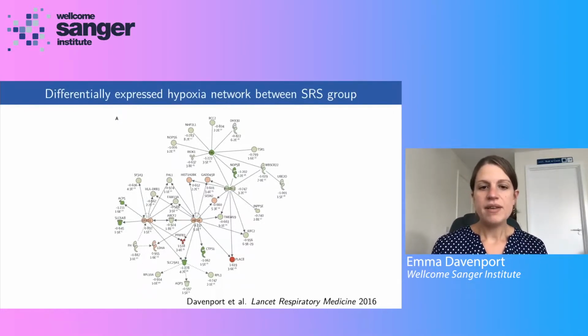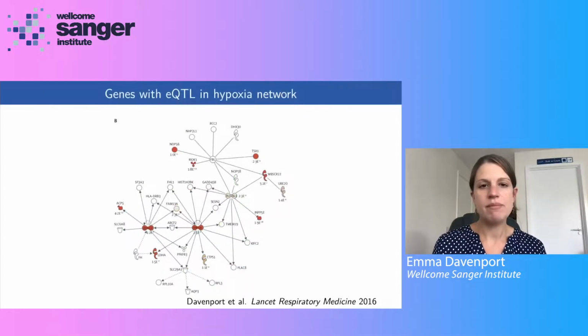This particular figure is colored by the differential expression of these genes between SRS1 and SRS2. But if we take exactly the same network again, and this time we color them by whether or not that gene shows evidence of an eQTL, you can see that we're getting a good number of these genes showing evidence of genetic regulation, and particularly, again, these very central genes that are important to the network, HIF1 alpha and EPAS1. So this is starting to provide us with some evidence of how genetics could be influencing this huge transcriptomic response that we're seeing between SRS1 and SRS2 group.